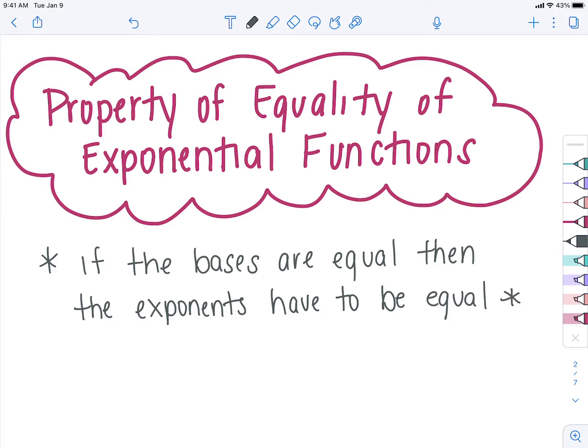And you saw this a little bit in our game too, because it was things like, if I said to you, we have 3 to the 5th equals 3 to the x. The only way those are going to be the same is if x is 5, right? Because I can't say 3 to the 5th is the same thing as 3 to the 4th, because those are different numbers. They're not equal, right? In order for them to be equal, their exponents have to be equal. So if we can get the bases to be the same, then the exponents have to be the same, and it allows us to solve these exponential functions.